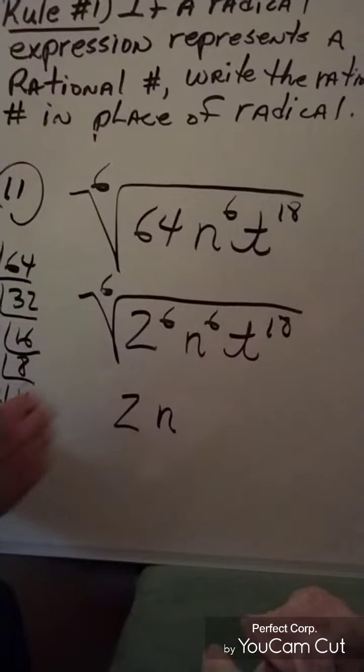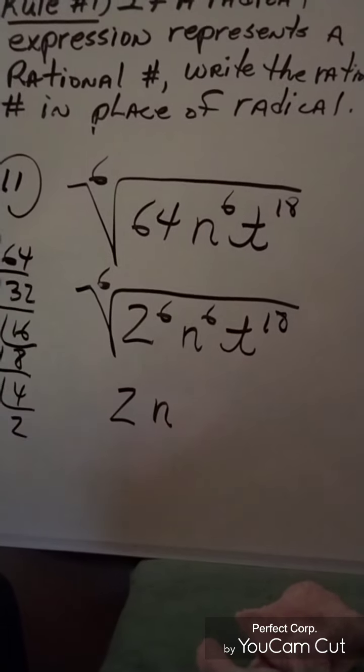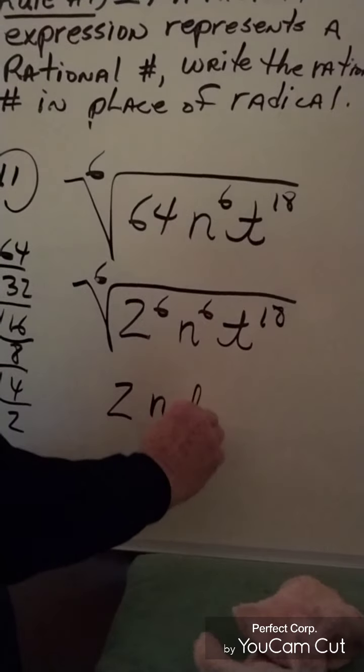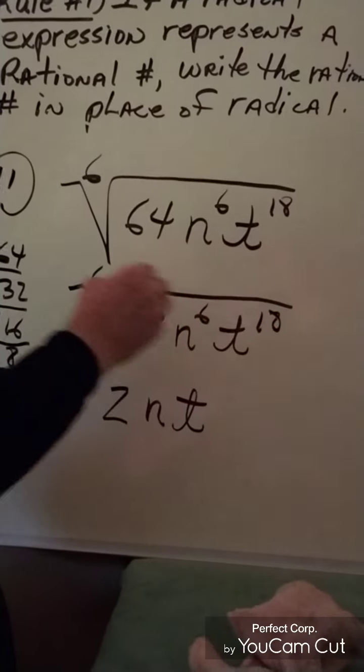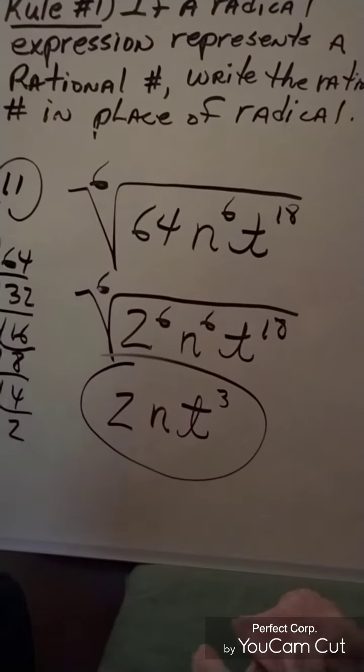Bring down the base of n. 6 divided by 6 is 1. We'll just leave it n. Bring down the t. Divide the 18 by the 6. That's t cubed. The entire root. Done.